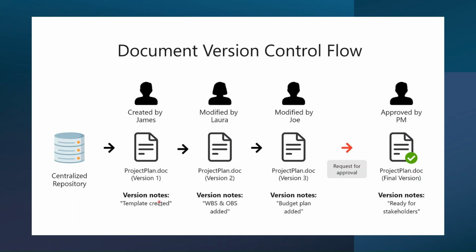Now, he had a version note. When we start working with Git, this version note is called a commit message. He said, oh, template created. So he created a template. Here now, he would have pushed this to the repository at this point.